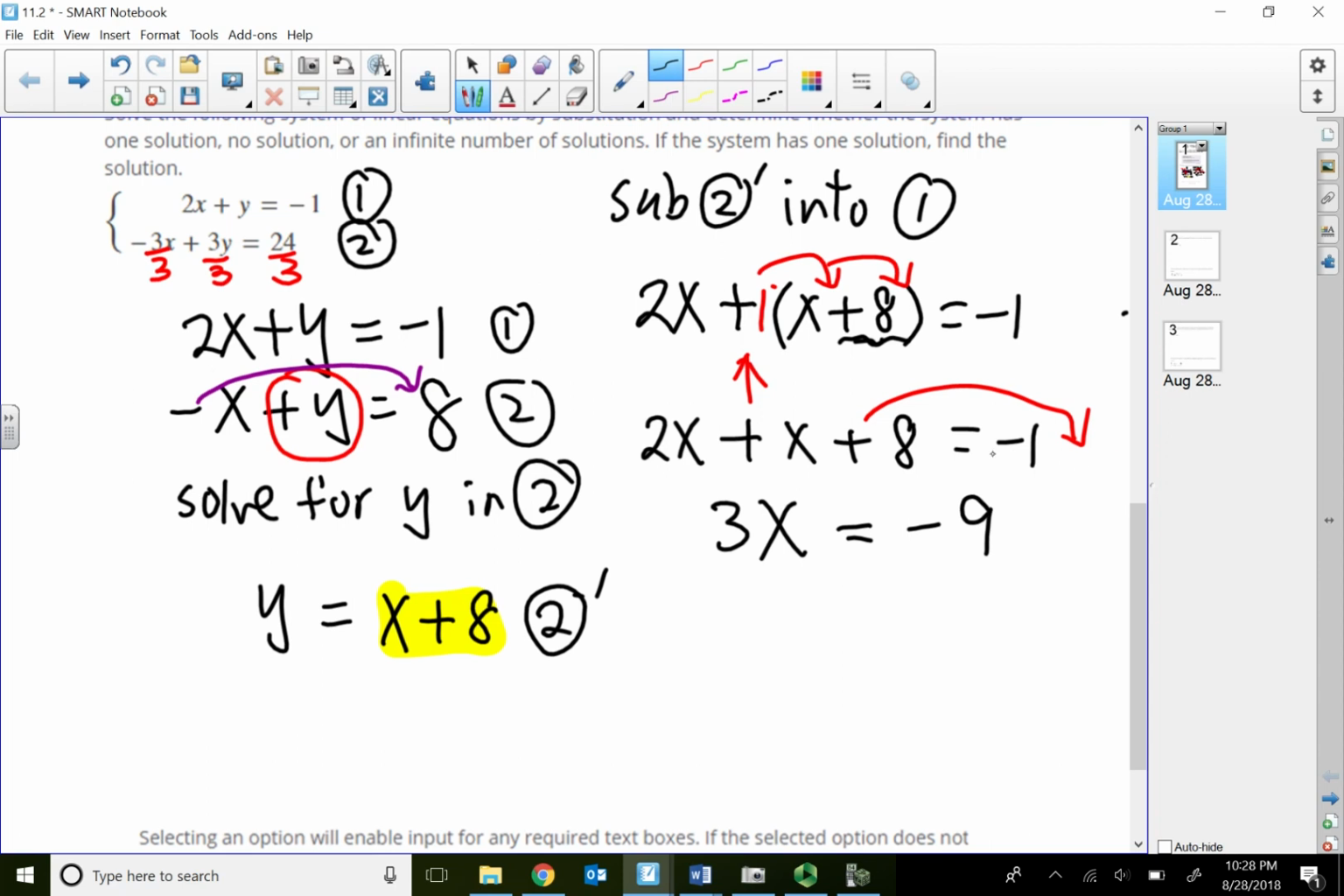Negative 1 minus 8, positive 8 come over, become negative, so that becomes negative 9. Divide both sides by coefficient 3. My answer, x equals negative 3. So now what do I do with this?